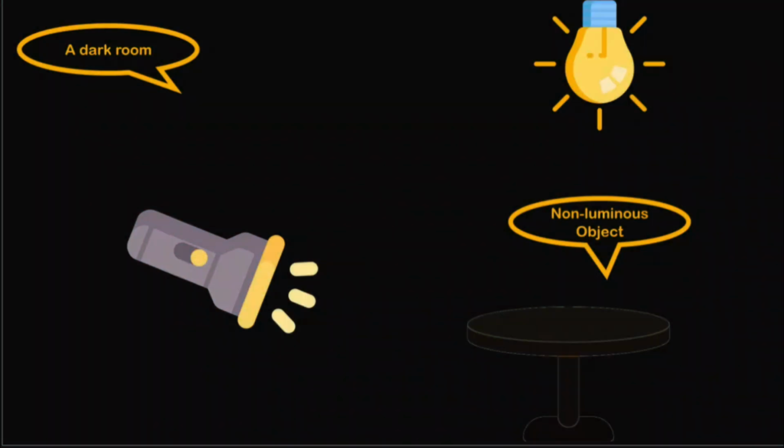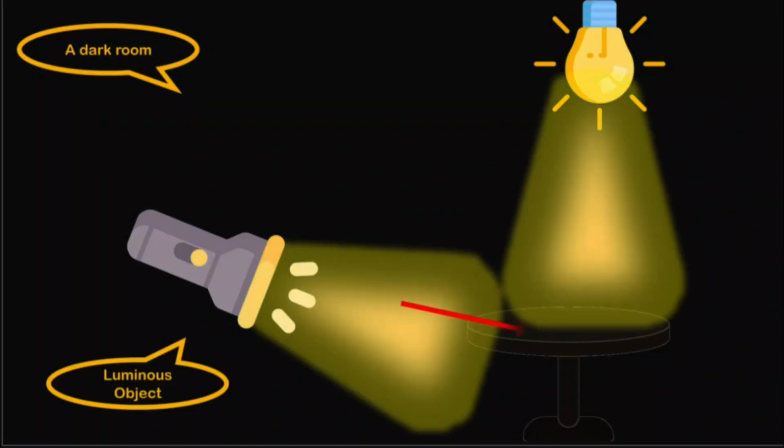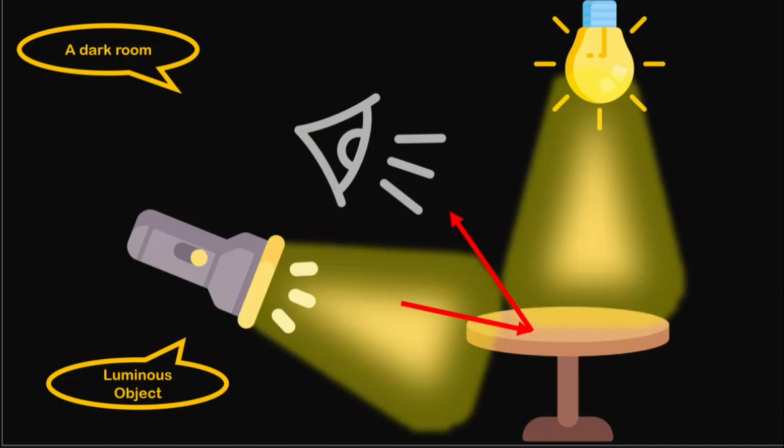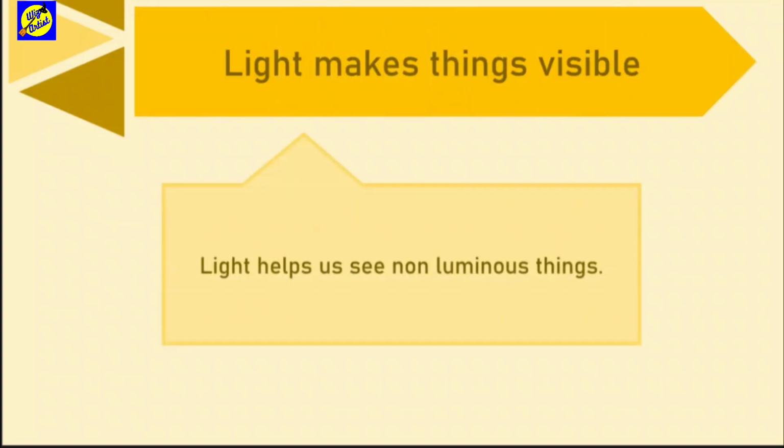The light emitted by these objects strikes any non-luminous object in the room, and that light reflects back or bounces back from that object to our eyes, and thus our eyes can perceive that light and see that object. This phenomenon of the light bouncing from the object and entering our eyes makes things visible to us. Which brings us to the conclusion that light helps us see non-luminous things or everything around us in general.